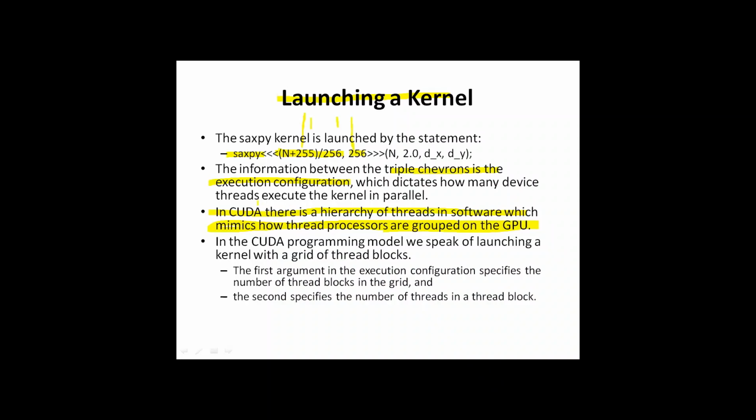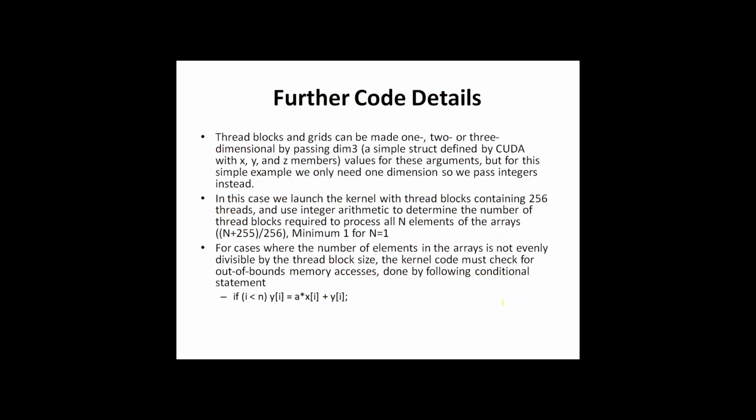As we discussed, this is again the same thing. The thread blocks in the grid are specified in the first argument, and the second specifies the number of threads in the thread block. Regarding the indexing, thread blocks and grids can be made 1, 2, or 3 dimensional. We can specify this by passing dim3 values. This is a simple structure defined by CUDA with X, Y, and Z members. So we can specify the X index, for example.